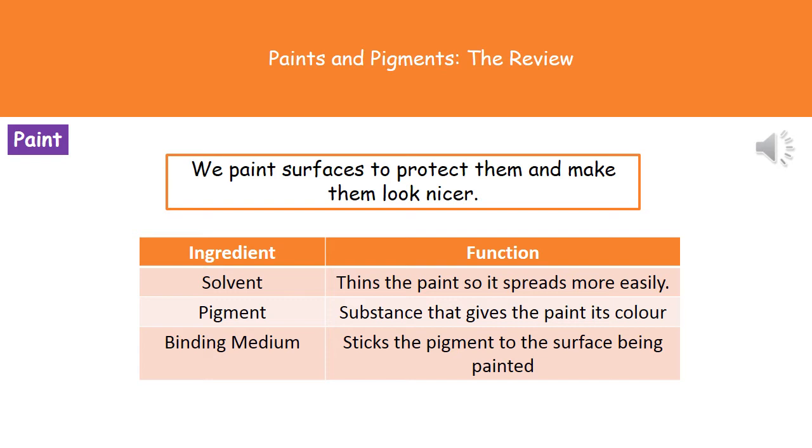Now, our paint is made up of three key ingredients that we need to remember the names and their functions for. We've got the solvent, which is used to thin the paint so it spreads more easily. Obviously it's going to be far easier to paint something that's a relatively thin liquid rather than just a solid lump. If you imagine trying to paint the walls of your house with basically a giant lump, it'd be like a giant crayon, so it's not going to be very easy to use. The pigment is the substance that gives the paint its colour, and the binding medium is what's actually going to stick the pigment to the surface being painted.